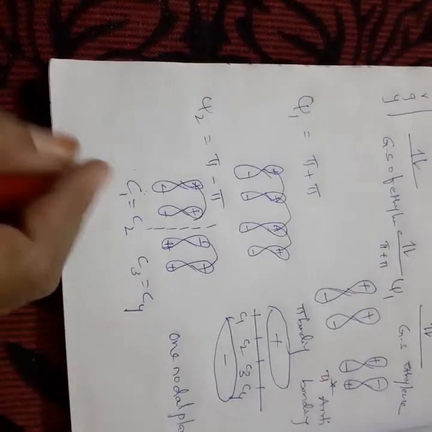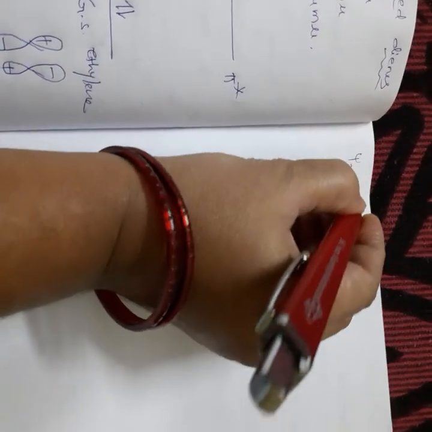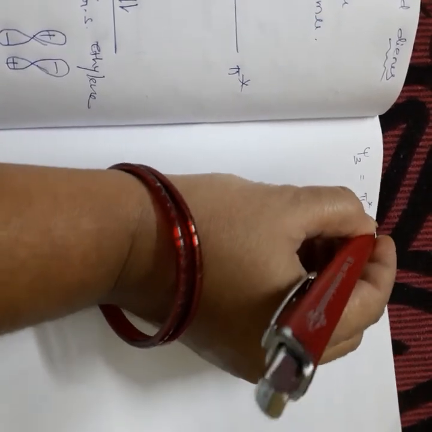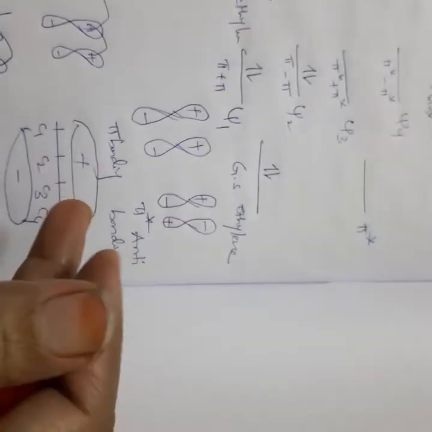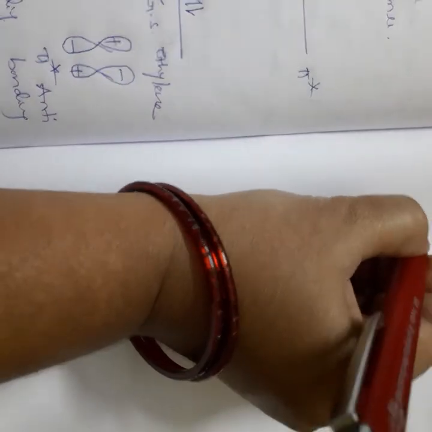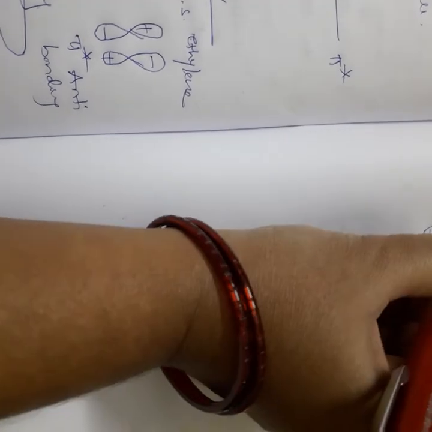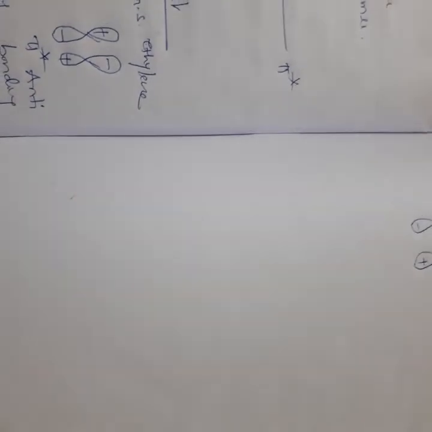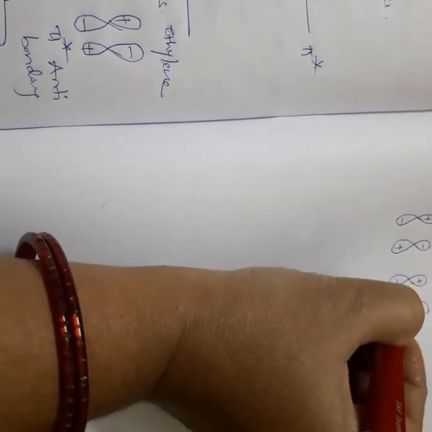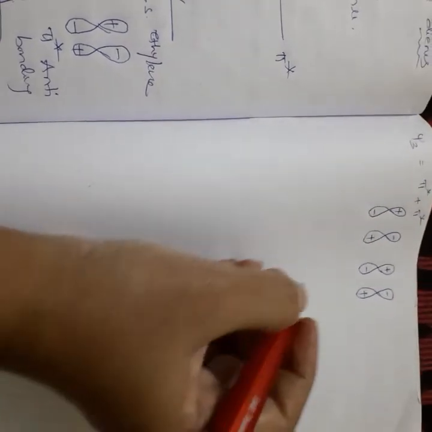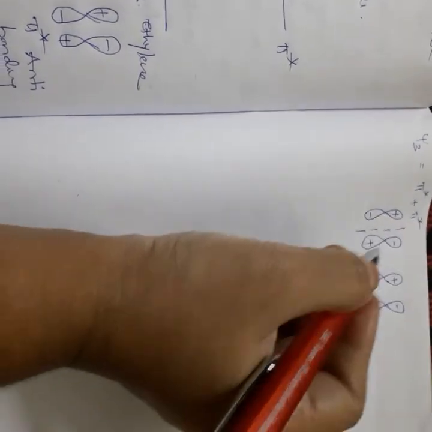Now we will see psi 3 as well as psi 4. Psi 3 means pi star plus pi star. What is pi star? Already I showed here: plus, minus, that is minus, plus. Plus, minus, minus, plus. Is there any bond between these two? Because of opposite charges, no bond.